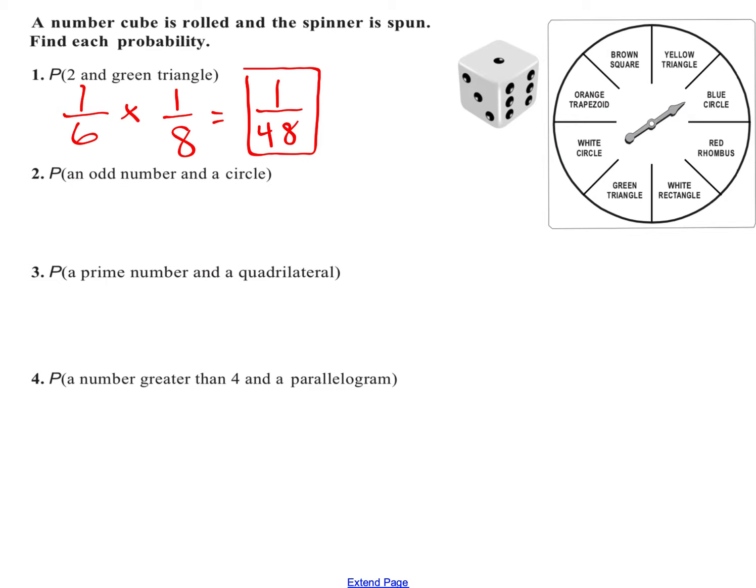Okay, number 2, an odd number and a circle. An odd number happens 3 out of 6 times, and a circle, there's a white circle, a blue circle. Looks like there are 2 circles out of the 8 positions, giving us 6 out of 48, or 1/8.